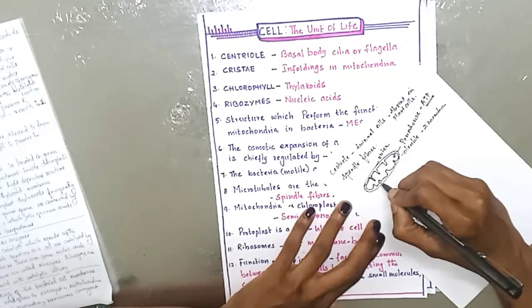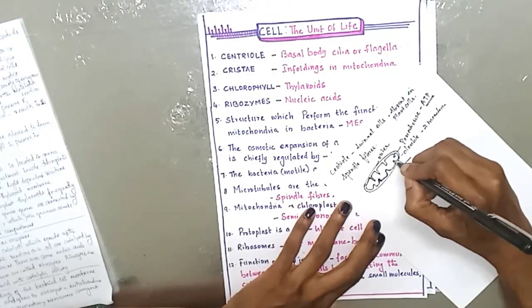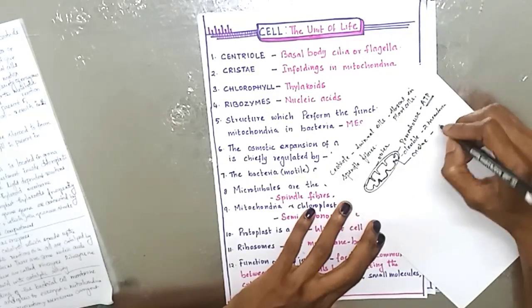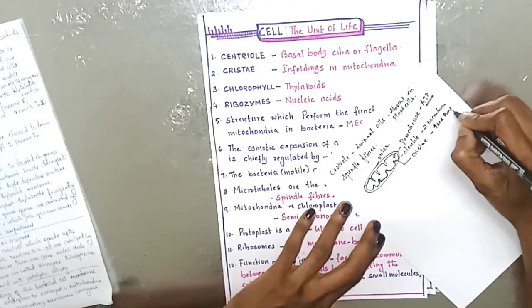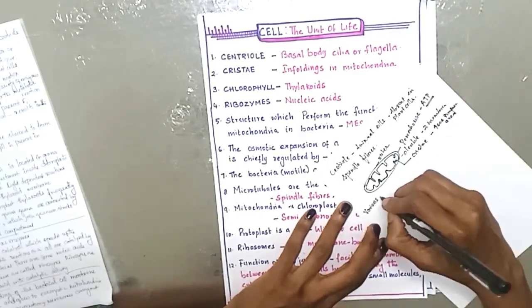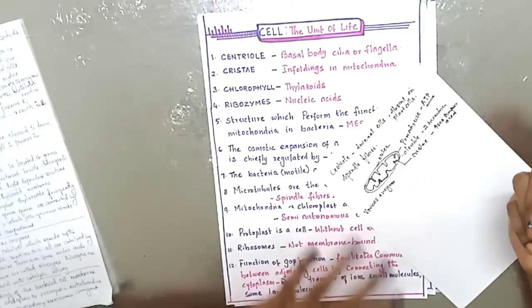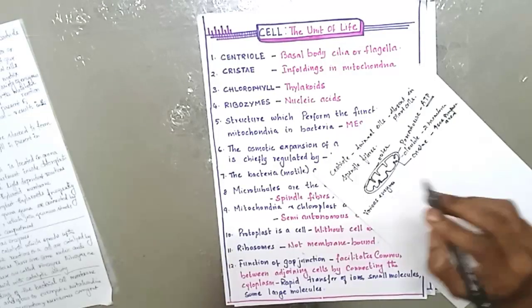These foldings of the inner membrane towards the matrix are called cristae. This is one more MCQ point. What is the function of cristae? It increases the surface area. Plus, it contains various enzymes responsible for metabolic reactions.